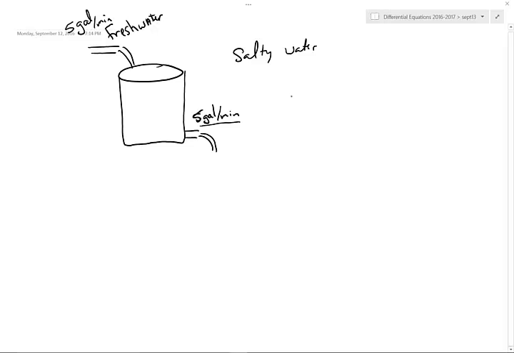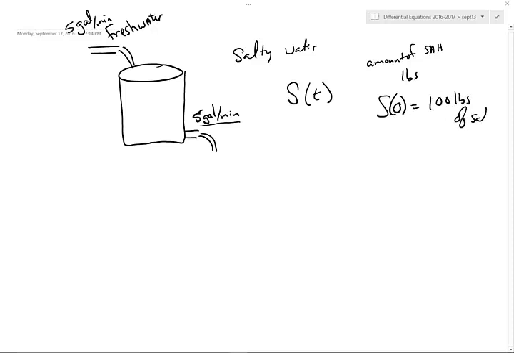Okay. Now, I'm going to say that the amount of salt is a function of time. It could be in anything; I'm going to call it pounds, if you will. Initially, there's 100 pounds of salt in there. And this tank holds 300 gallons. It'll always have 300 gallons in it, but it won't always have 100 pounds of salt in it. Eventually it's going to be less and less and less.